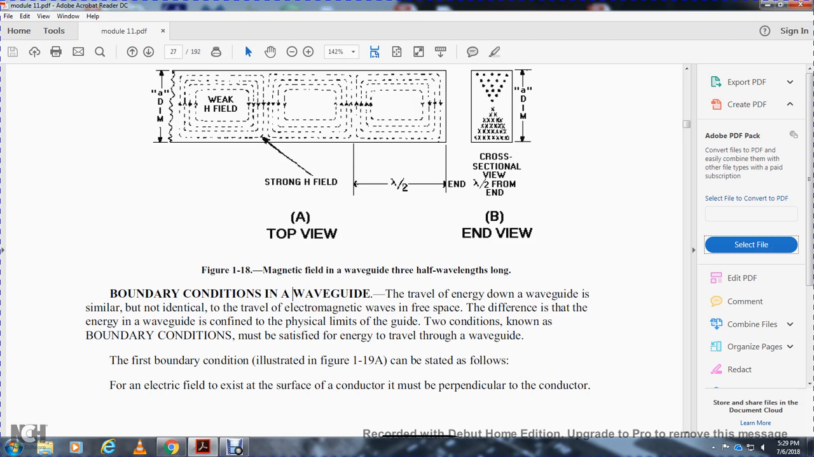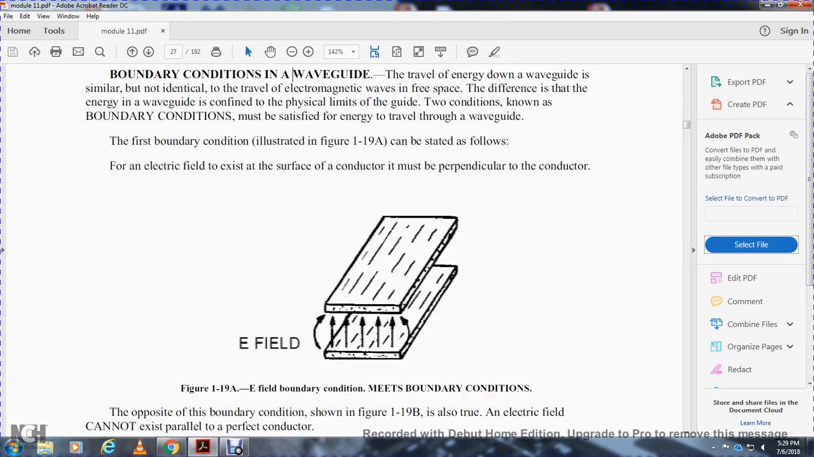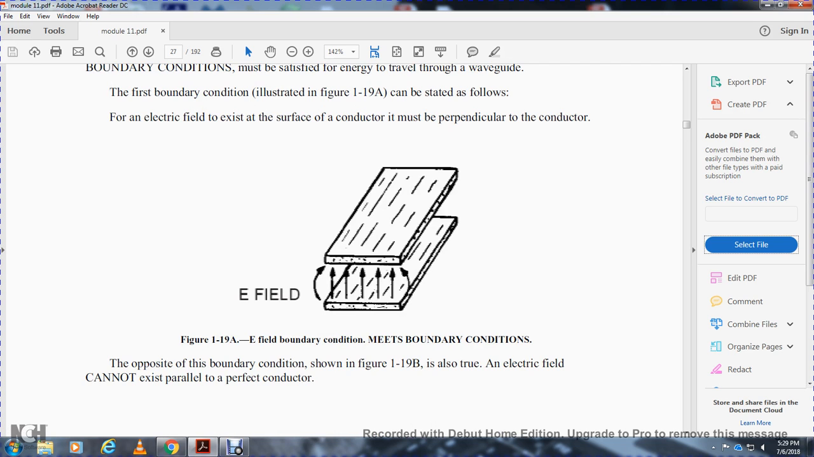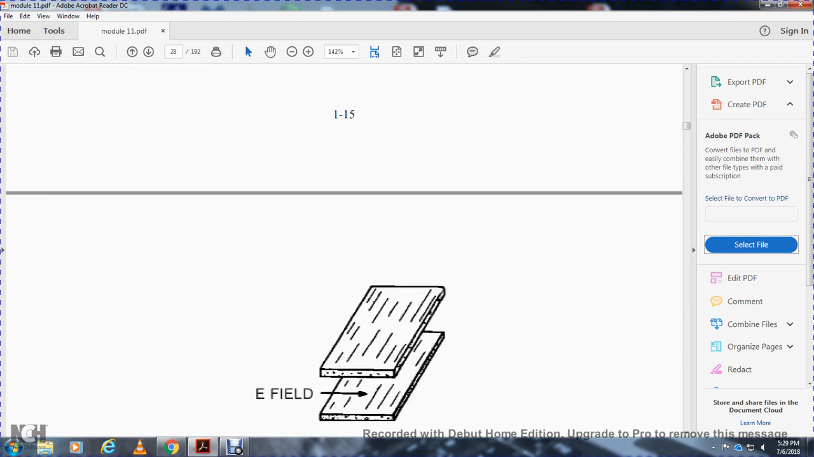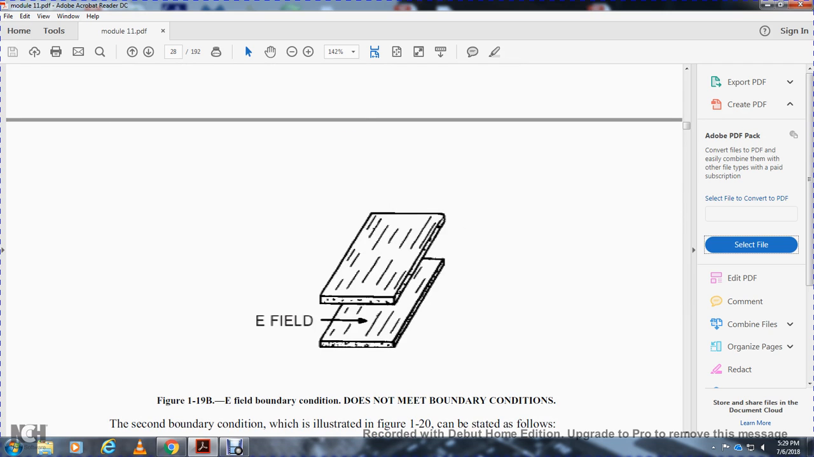The first boundary condition, shown in figure 119, can be stated as follows: the electrical field that exists at the surface of a conductor must be perpendicular to the conductor. An electric field that meets this requirement satisfies the boundary condition. The opposite case is shown in figure 119b: an electrical field cannot exist parallel to a perfect conductor. That electric field does not meet the boundary condition.